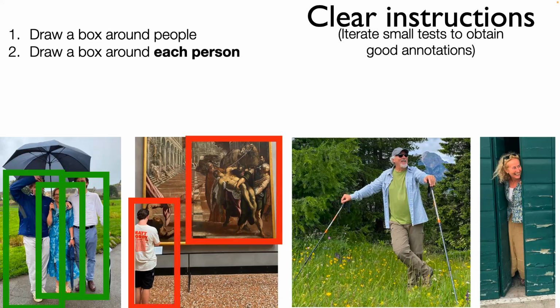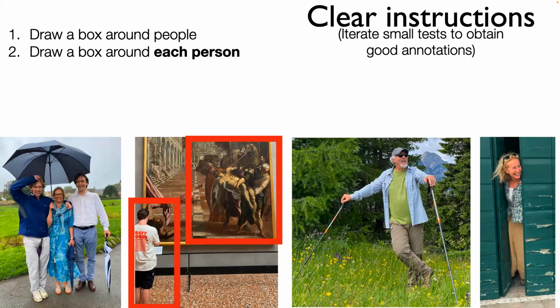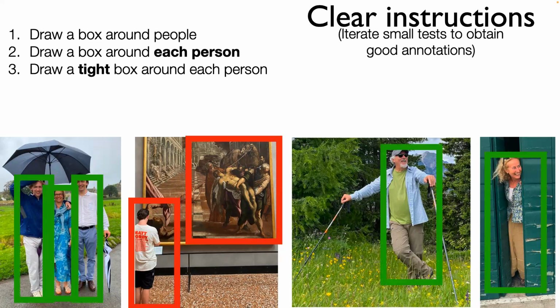Oh my God, well, the boxes on the left are very loose and they're not tight around the persons. And on the right, they're drawing boxes around people in paintings, which is not what I'm looking for. Or there could be some reflection in a pane of glass, or some poster with people, but you want the real people in the picture. So that's not what you meant. What do you do? Draw a tight box around each person, and now you get tight boxes there.